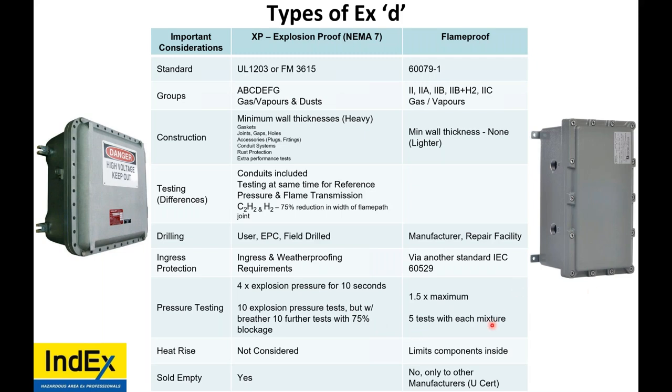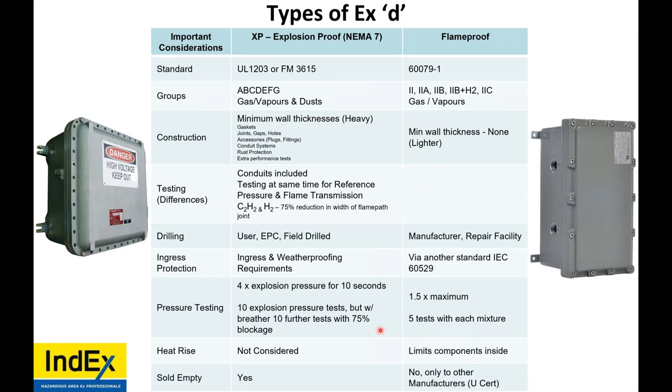Now, for flameproof, there's 5 explosion tests done with each different gas mixture: 2A, 2B, 2C. They choose the most dangerous gas and test at that. If it's good for 2C, it's good for 2A, 2B, and all the other considerations.